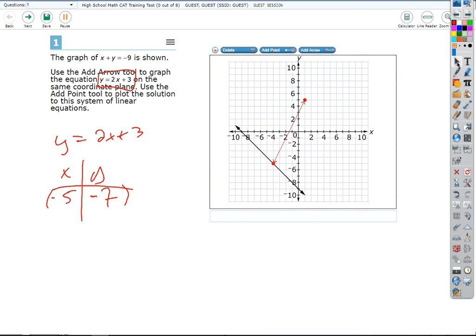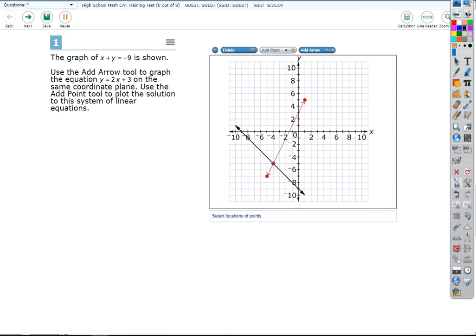So I can also not even use the calculator. I just drag this thing down to a point like right there. And then they want you to add the point. Well, there's the point of intersection right there. Right? That's the solution. Okay? So there's problem one. All kinds of ways you can go about this.